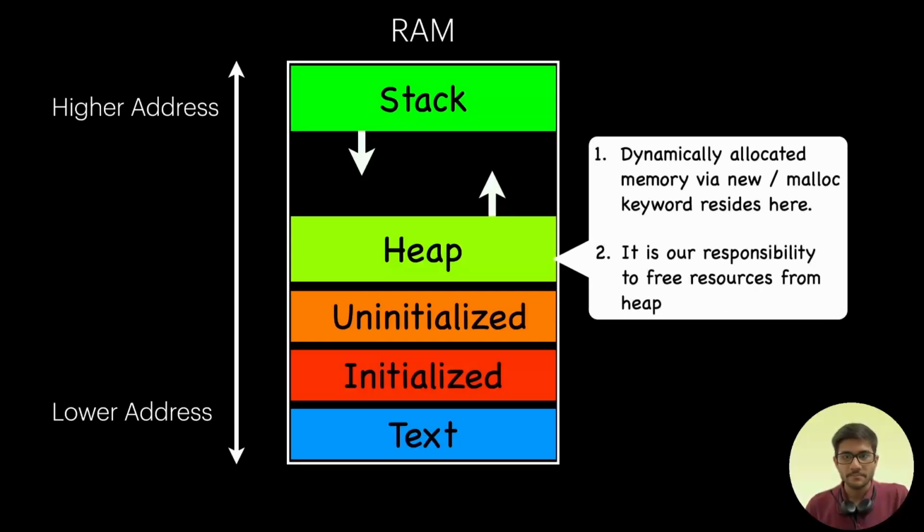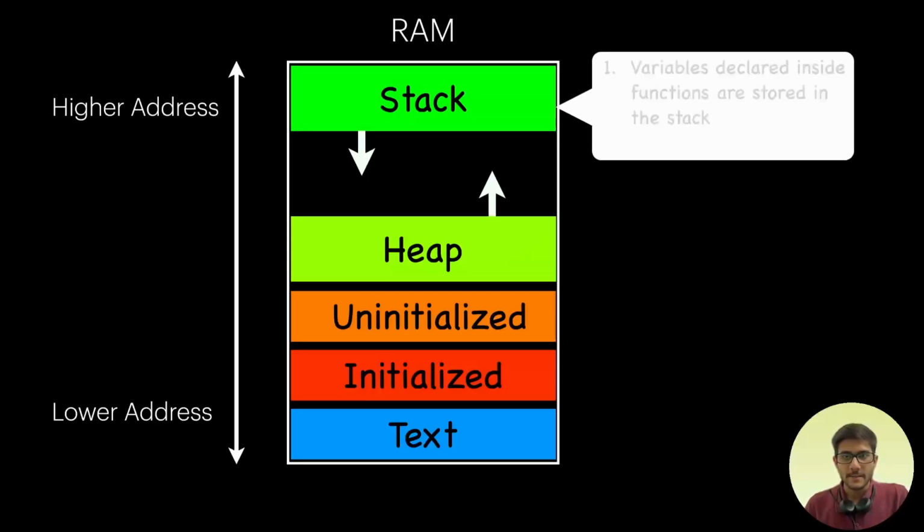Moving on to the heap. Heap is dynamically allocated memory, which is allocated via new or malloc. And there is one very important thing, which is that the memory that we allocate in the heap has to be freed by the programmer.